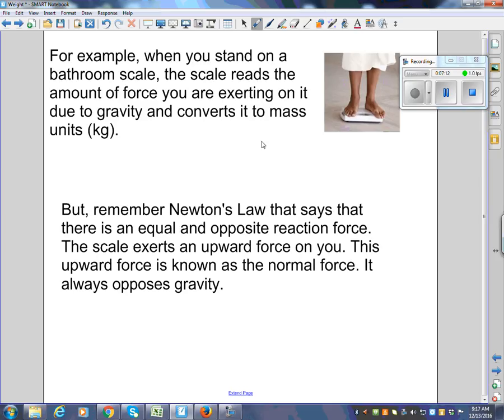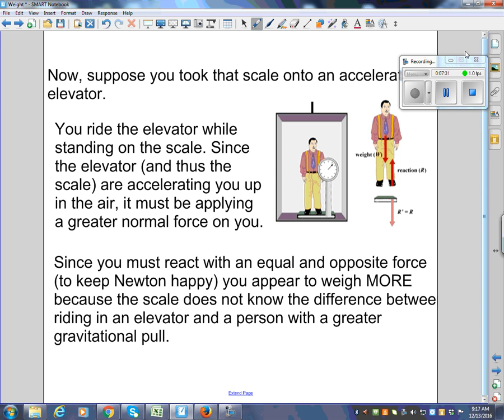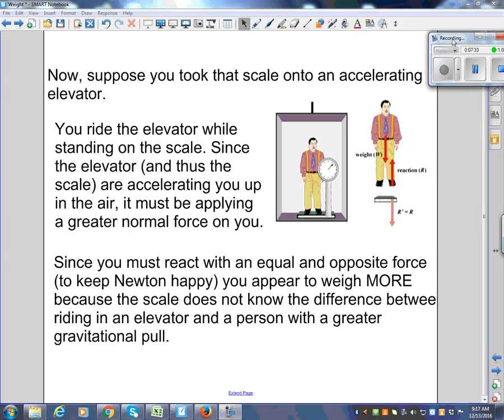Remember, Newton's law says that there is an equal and opposite reaction force. So the scale actually exerts an upward force on you. This upward force is known as the normal force, and it always opposes gravity. Not always exactly opposite, but it's in opposition to gravity. Okay, enough of that.